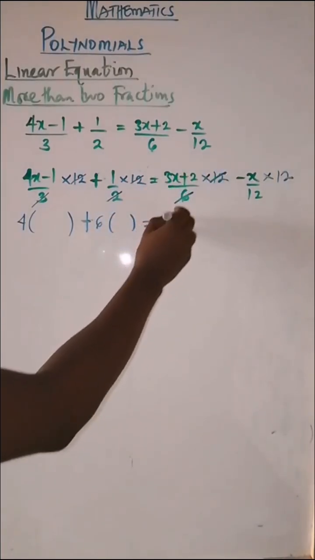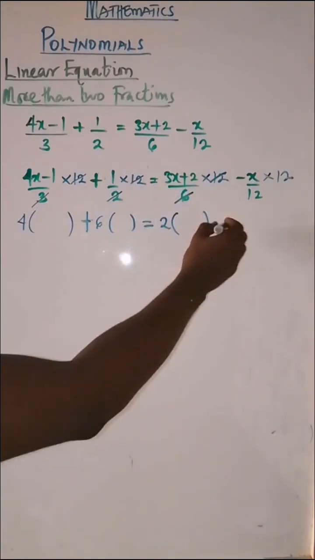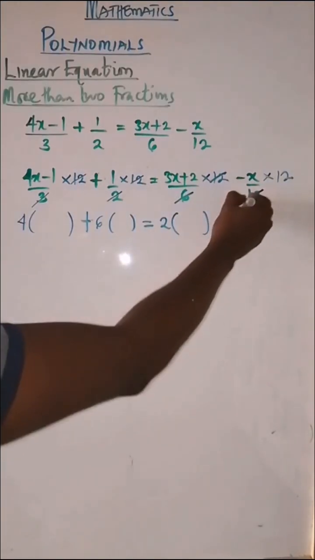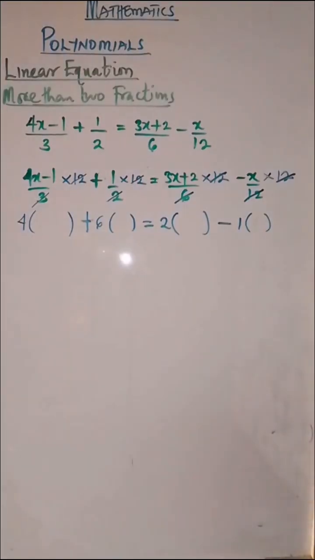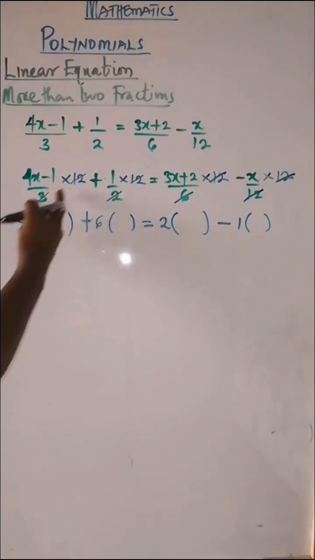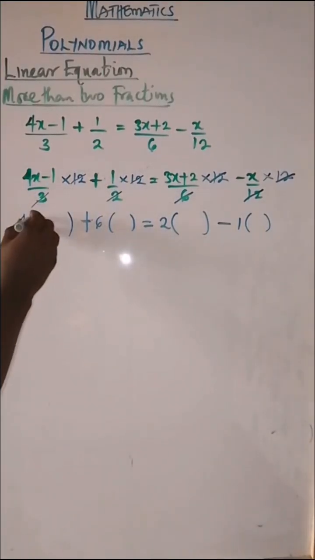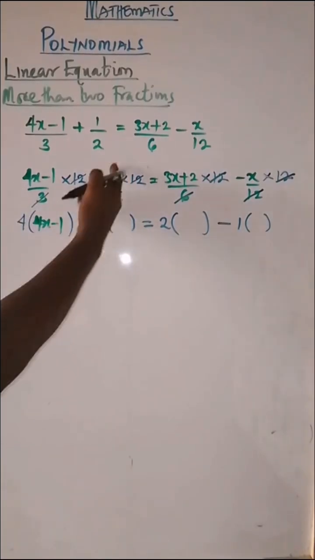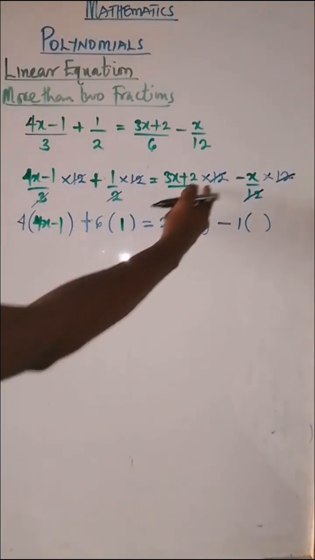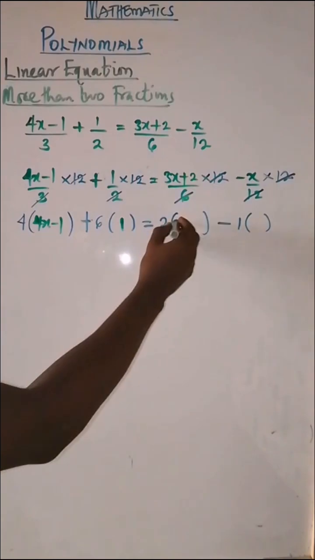So that 2 will multiply what we have here. Then here we have minus. 12 in 12 is 1. So that one multiply what we have at the numerator. So in short, 3 in 12, 4. Then 4 multiply what you have here, 4x minus 1. So here, 2 in 12 is 6. Multiply what we have here. 6 in 12 is 2. This is 2. Multiply by what we have here.